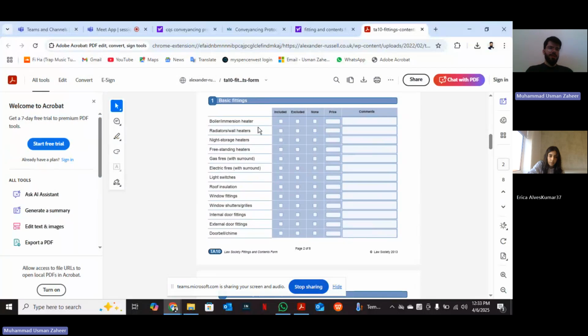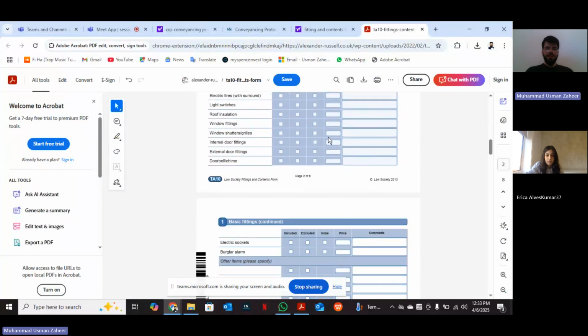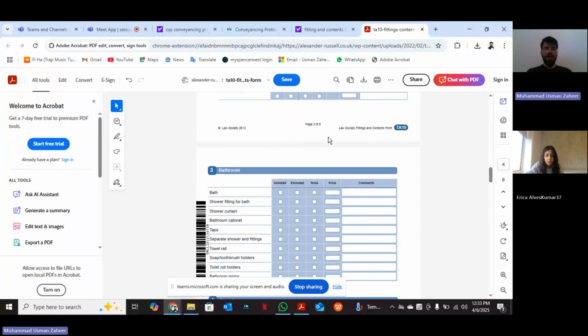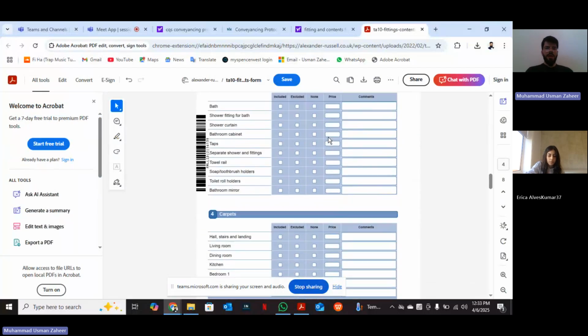Now this is for the seller to fill in. If it's included, he just ticks yes. And he can state the price, say it is for £4,000, and he can add a comment about its condition or anything of that sort. And all of this goes to the buyer's solicitor and to the buyer as well.